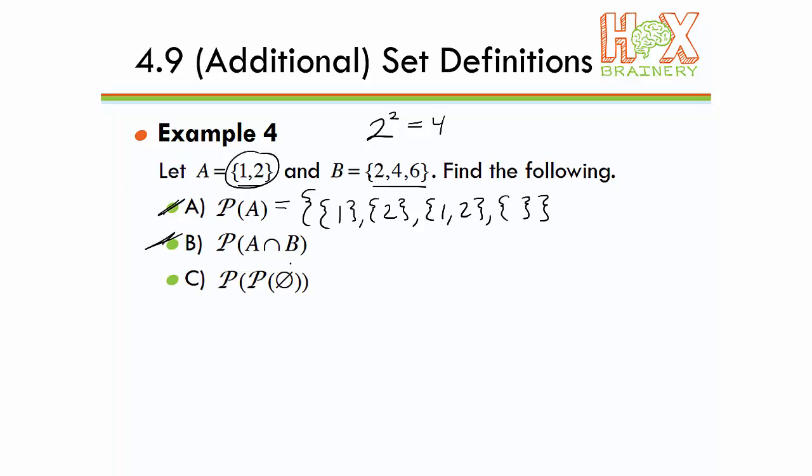What about part B? The power set of the intersection between A and B. So what's the intersection? That would be just containing the number 2, right? That's just a set containing the number 2. So we have 2 to the first. Remember, the exponent here is the number of elements in your set. So we're only going to have 2 sets in this power set. We're going to have the set itself, which is 2, and then the empty set.